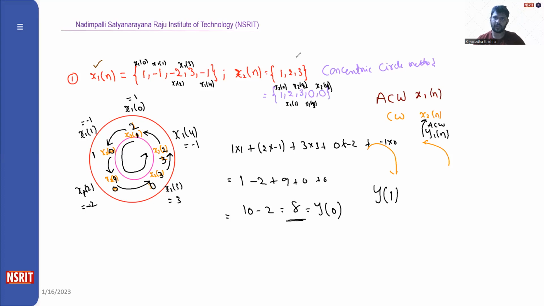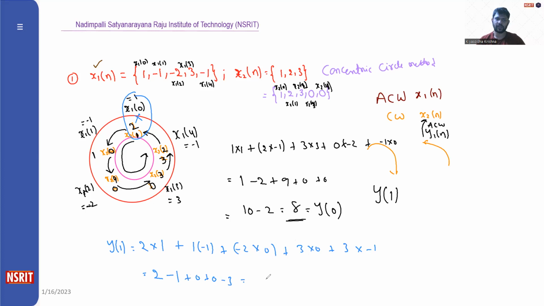Now calculate y of 1. Same story: multiply these two. 2 into 1 plus 1 into minus 1 plus minus 2 into 0 plus 3 into 0 plus minus 1 into 3. So 2 minus 1, 0, 0, and minus 3. 2 minus 4 gives minus 2. This is y of 1.